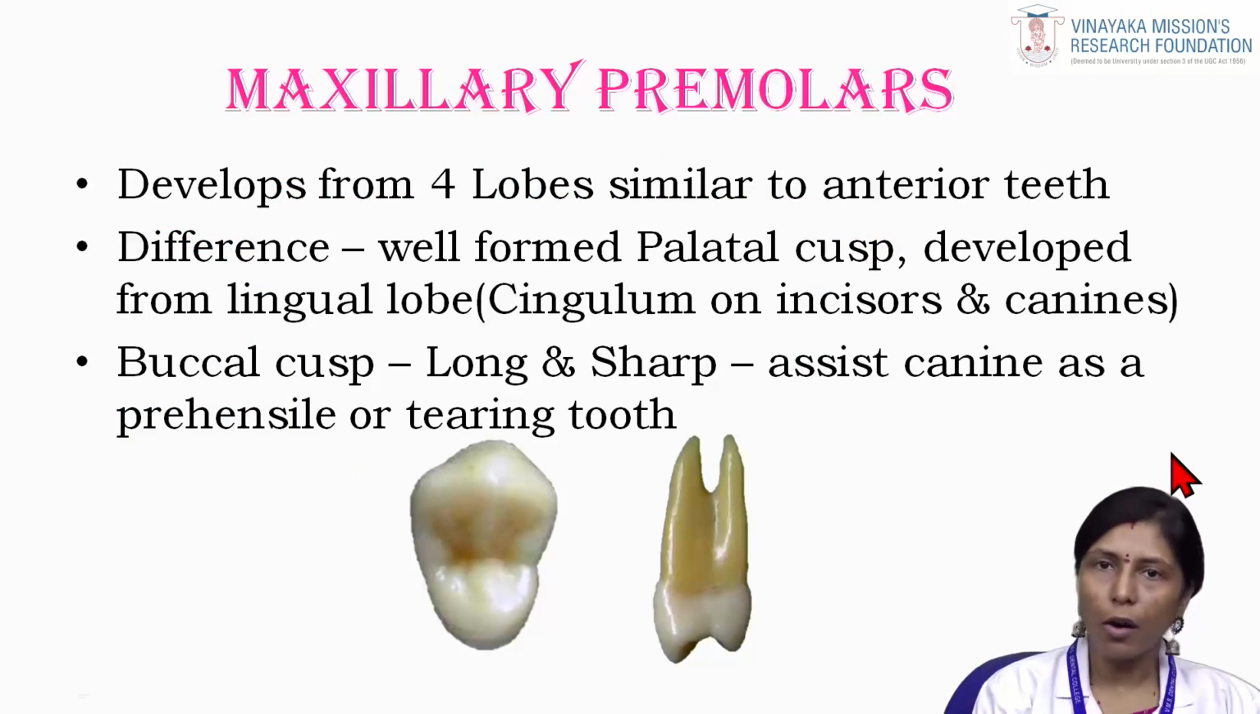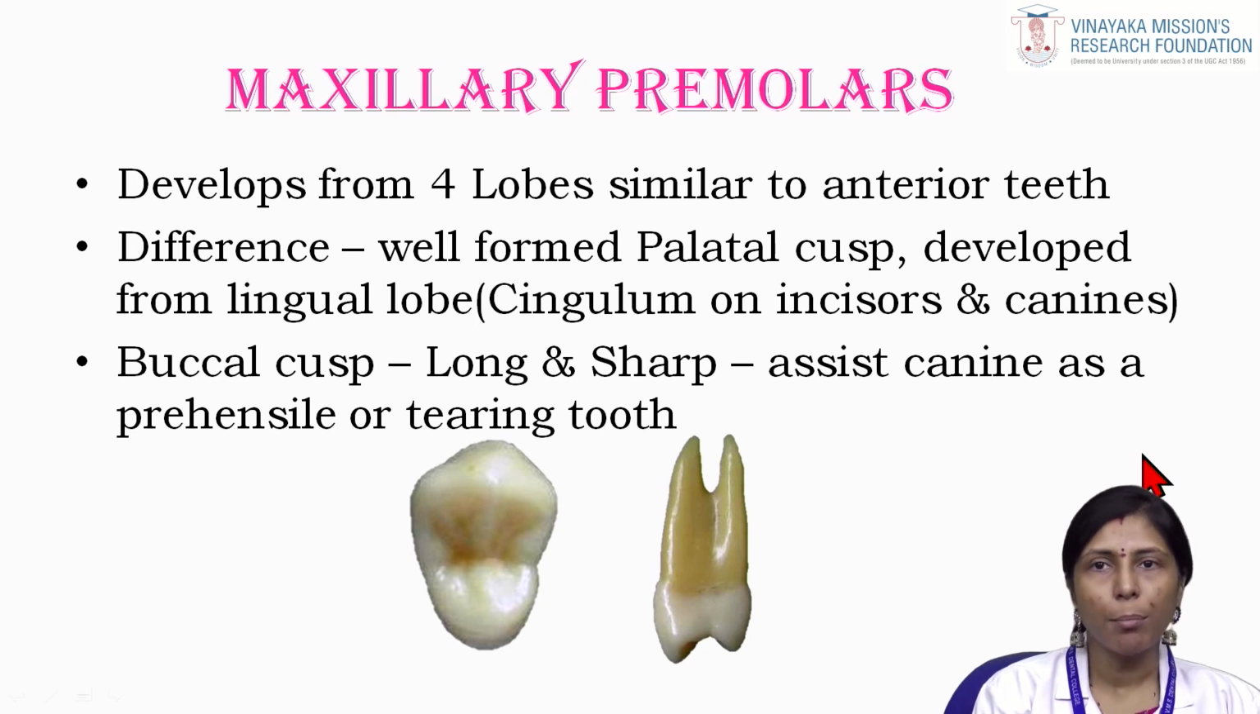So like all the other anterior teeth, maxillary premolar also develops from 4 lobes. Okay. The only difference is the palatal cusp is going to be well developed from the lingual lobe, whereas in case of other anterior teeth, the lingual lobe forms the cingulum.